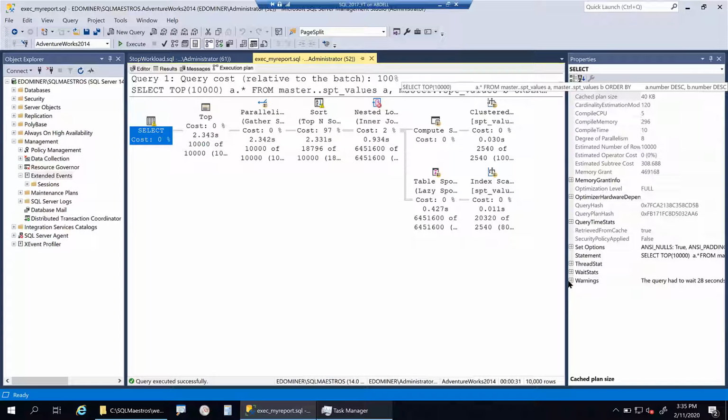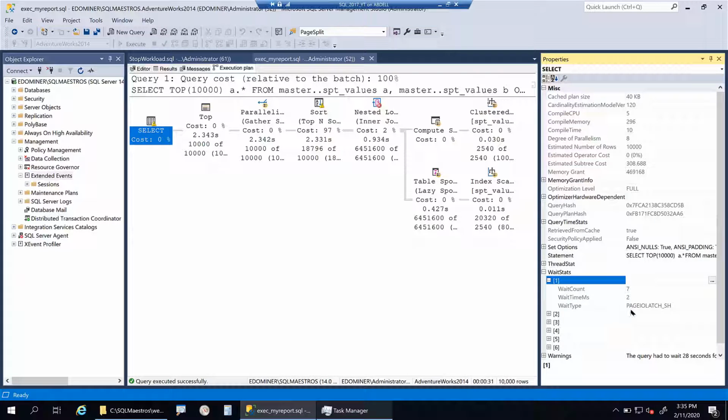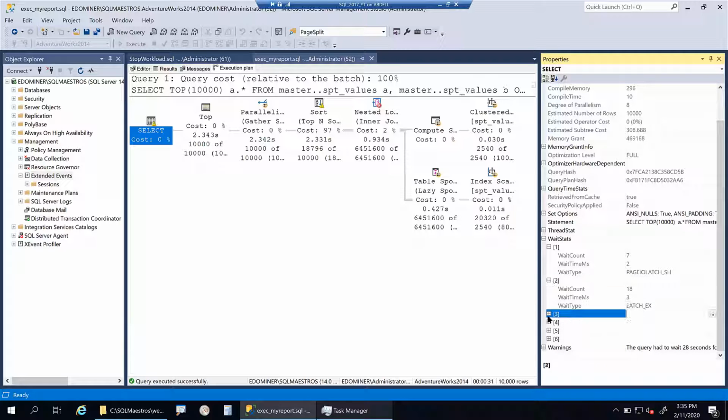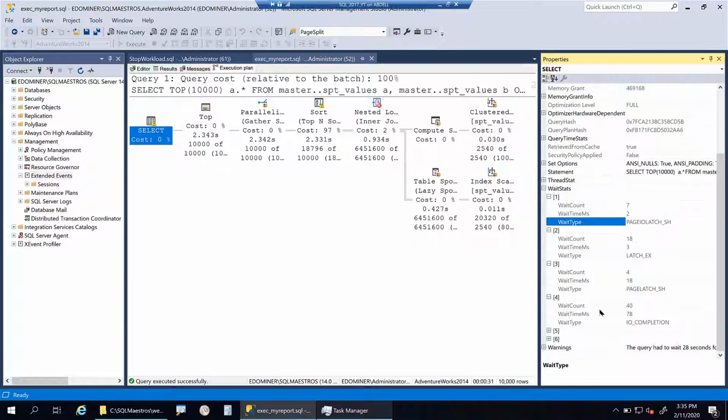Starting from, if I am not wrong, maybe SQL Server 2016 onwards, I have the wait stats here. If I expand wait stats, I can see all the different wait types that this query encountered during its lifetime. So in these 31 seconds, it encountered PAGEIOLATCH_SH, then it has encountered LATCH_EX, then PAGELATCH_SH, which is page latch shared. This is a buffer latch. This is related to IO. So please don't confuse PAGEIOLATCH and PAGELATCH. These are two different wait types.